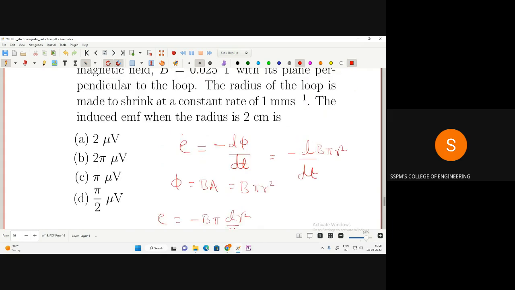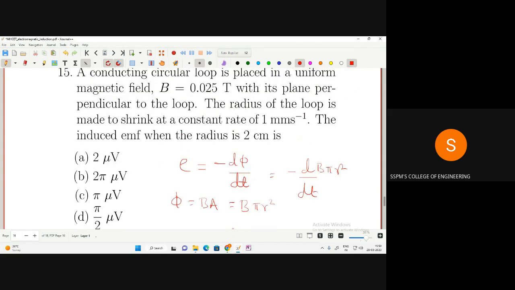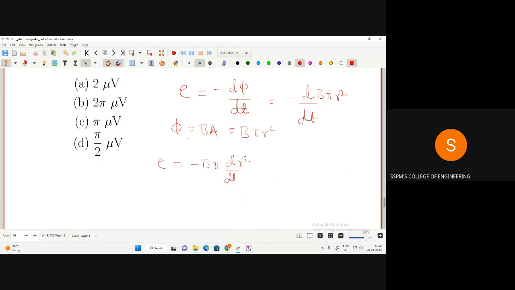बरं डी बाय डी टी ऑफ आर स्क्वेअर दिले का? इथे नाही दिलेलं आहे. तर काय दिलेलं आहे बघा, द रेडियस ऑफ द लूप इज मेड टू श्रिंक ॲट अ कॉन्स्टंट रेट ऑफ 1 mm per second. तुम्हाला दिले काय? डी आर बाय डी टी दिलेला आहे. The radius is changing with respect to time and it is equal to 1 mm per second, म्हणजे 1 into 10 to the power minus 3 हे दिलेलं आहे डी आर बाय डी टी. तर आपण काय इथं डिफाईन केलेलं आहे, ईएमएफ इंड्यूस इज मायनस बी इंटू पाय इंटू डी आर स्क्वेअर बाय डी टी दिलेलं आहे. आपल्याला काय पाहिजे? इन द फॉर्म ऑफ डी आर बाय डी टी पाहिजे.